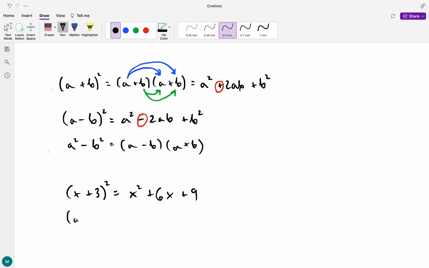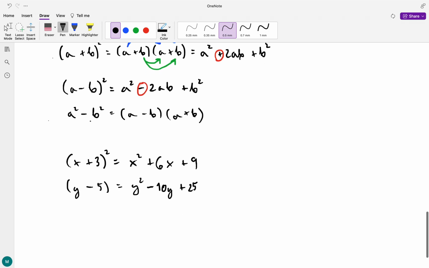All right, let's do another example. We're going to have y minus 5, squared. So y squared, remember, first sign is negative because it's a difference, not a sum. And then we have 2 times a times b, so it's 2 times 5, which is 10 times y. And the last one is very simple because it's just the square of negative 5, which is positive 25.